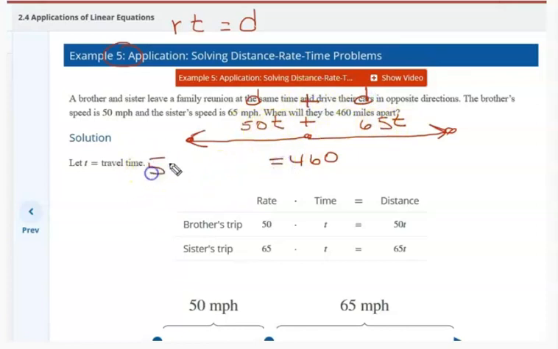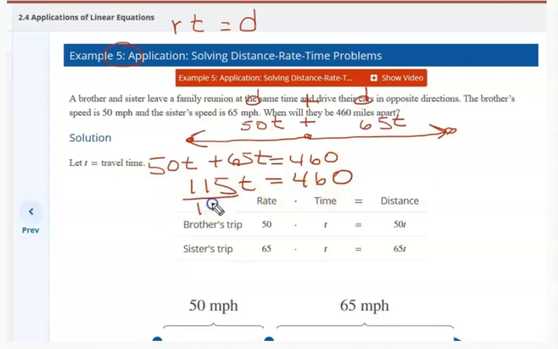So if we add the two distances, that's going to equal the total here, and that will be 50t plus 65t. This is going to be 115t equals 460. So if you divide both sides by 115 now, we get t equals 4 hours.